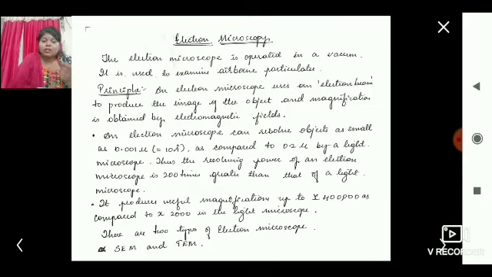It produces useful magnification up to around 4 lakh, as compared to 2000 in the light microscope. There are two types of electron microscope that we are going to deal with: the scanning electron microscope and the transmission electron microscope. What is the difference between these two? I will tell you now.